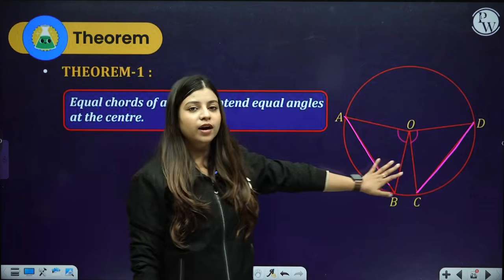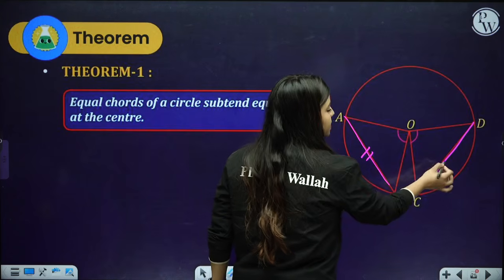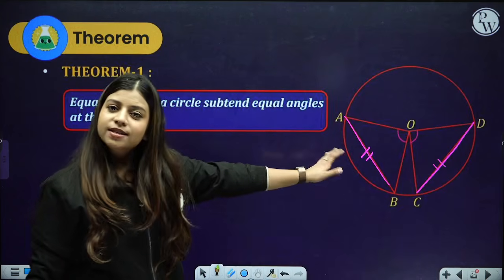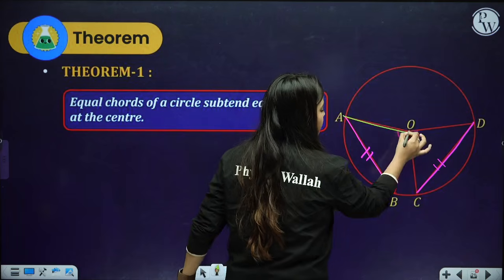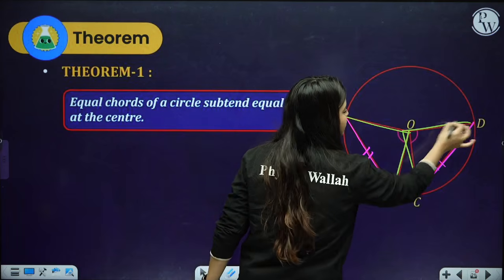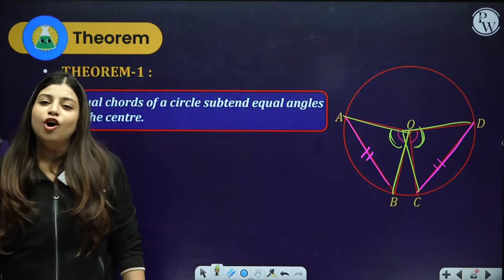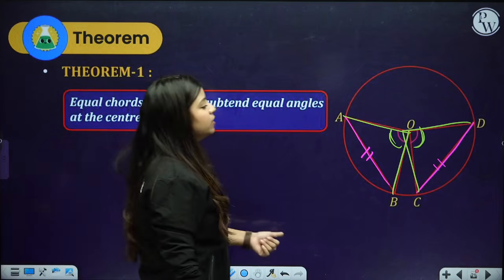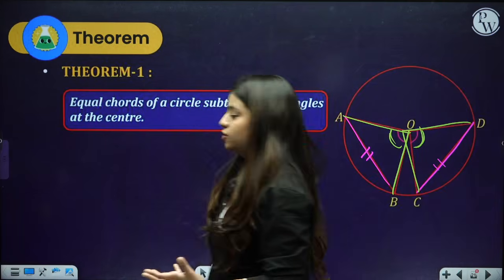This is one chord AB, this is another chord CD, and if I say that AB is equivalent to CD, then we can say that the angle made by both these chords at the center will also be equal to each other, because both the chords are equal to each other. Since both the chords are equal, the angle subtended by them at the center will be equal to each other as well.